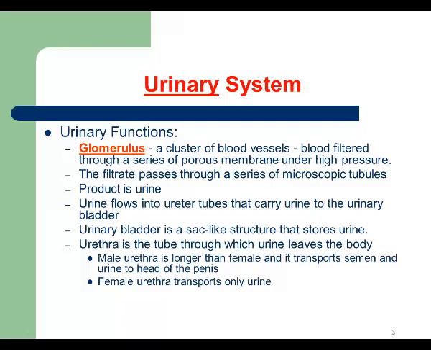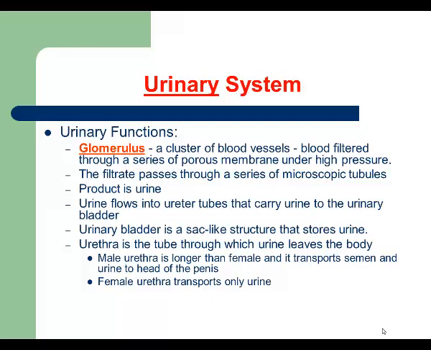The glomerulus is a cluster of blood vessels, and when blood goes through the glomerulus, it gets filtered under high pressure. The end product that comes out of the glomerulus is called filtrate. Then the filtrate passes through a series of microscopic tubules. When filtrate passes through those tubules, some of the substrates will be reabsorbed back into the bloodstream, and some will be excreted into what we call urine. And then urine flows into what we call the urinary bladder.